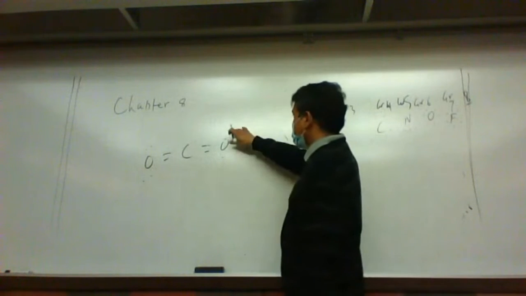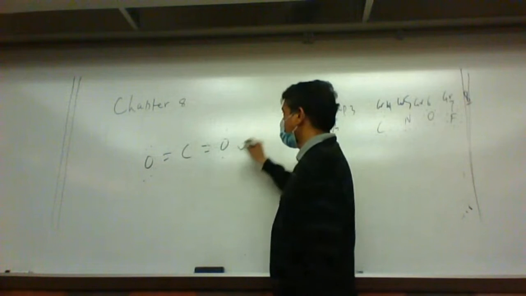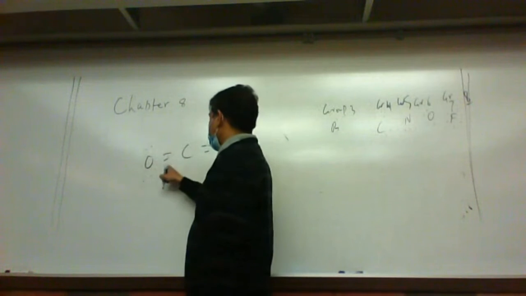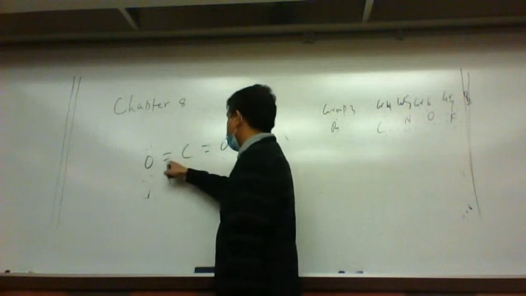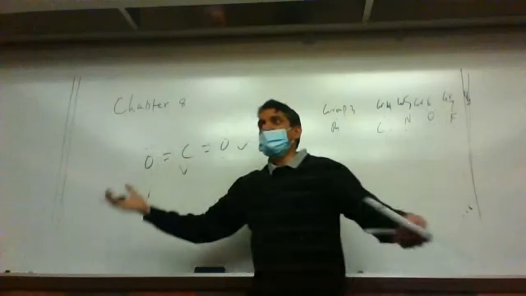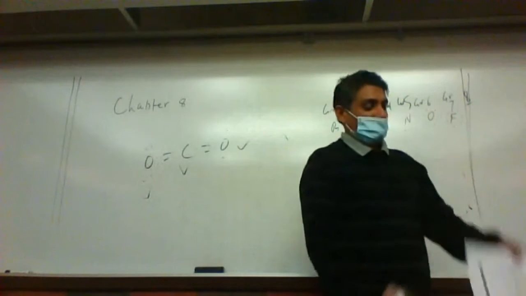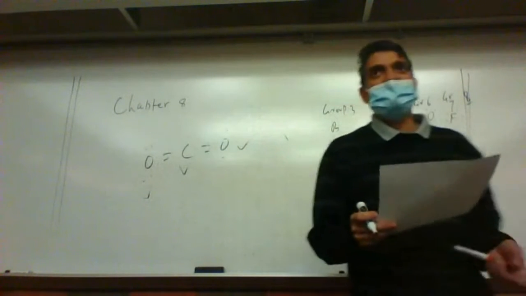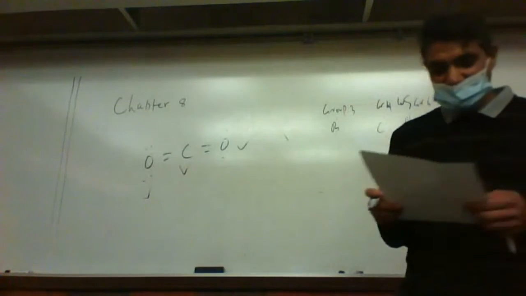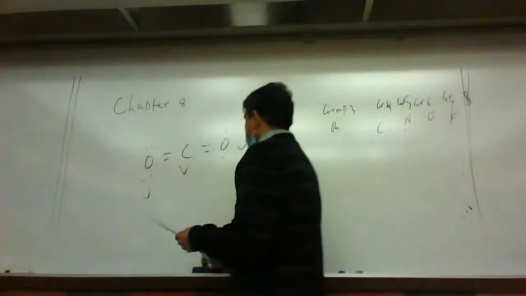This is carbon dioxide. So 2, 4, 6, 8. This is good. 2, 4, 6, 8. This is good. 2, 4, 6, 8 around carbon. This is good. So you just look yourself, and pretty much you can do it yourself.